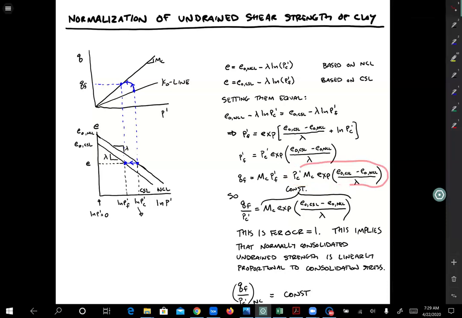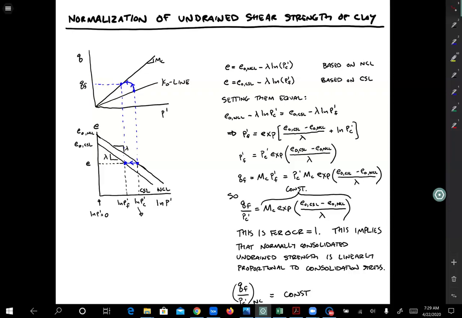Okay, and then what we can do is notice that Q at failure, which is basically the strength of the material, is linearly proportional to P prime C, the consolidation stress. Well, that's really useful because we know the consolidation stress, right? We know it and we can easily get it. And all of these terms over here are basically material constants, right? So we get QF over P prime C is equal to this constant, MC exponential of those terms in there.